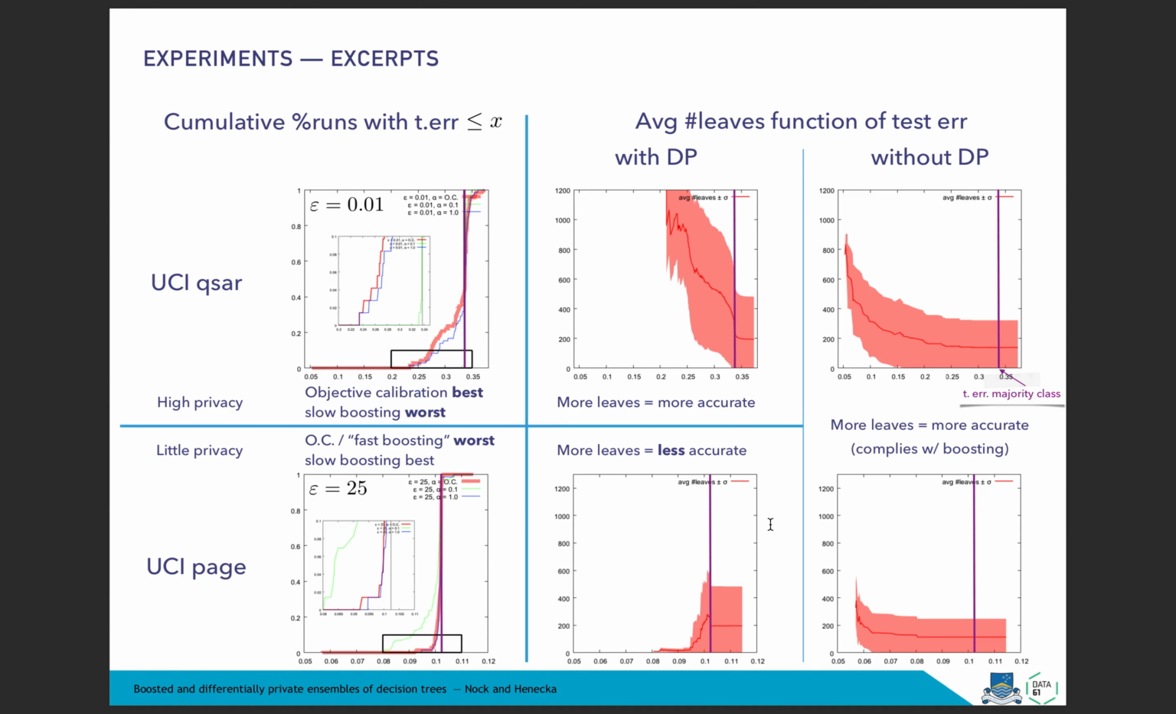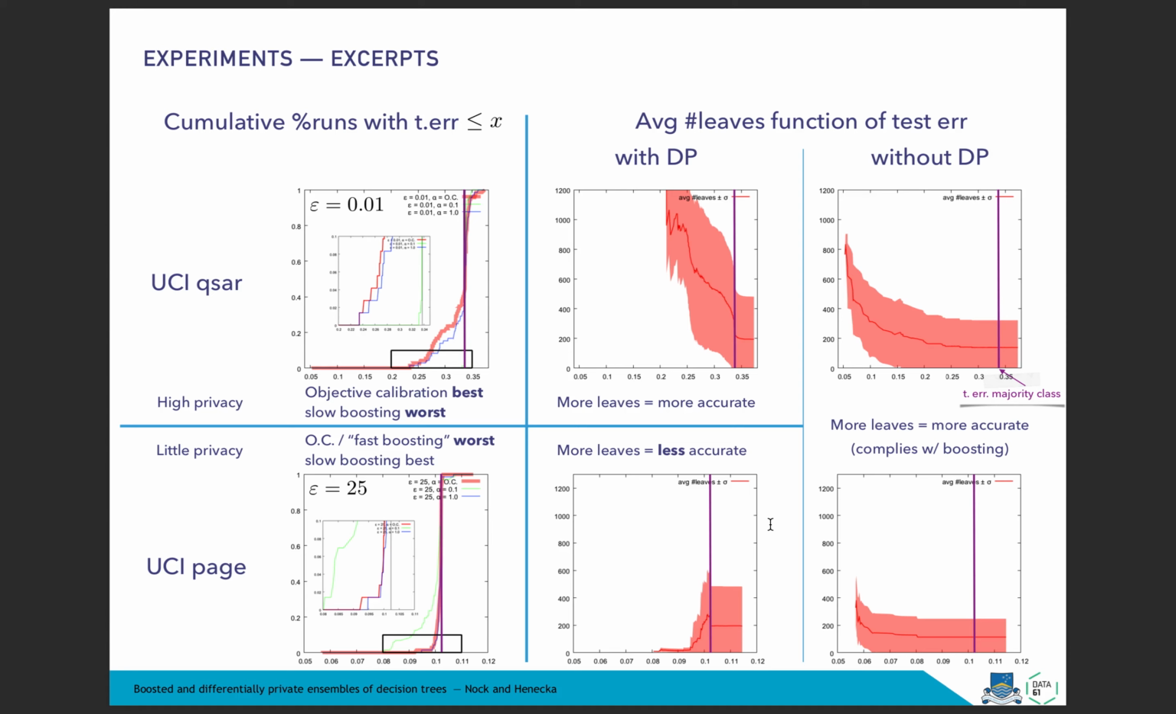So without differential privacy, this is in total agreement with the boosting models. In domain UCI page, on the other hand, we have kind of an opposite picture, but notice in this case that epsilon is big, 25, so that's a small privacy regime. So in this case, using a slow boosting parameter, so alpha equals 0.1, gives us the best result. And somehow with differential privacy, it turns out that the trees that are the most accurate are the trees with the fewest number of leaves, which somehow is the opposite picture of boosting without differential privacy.